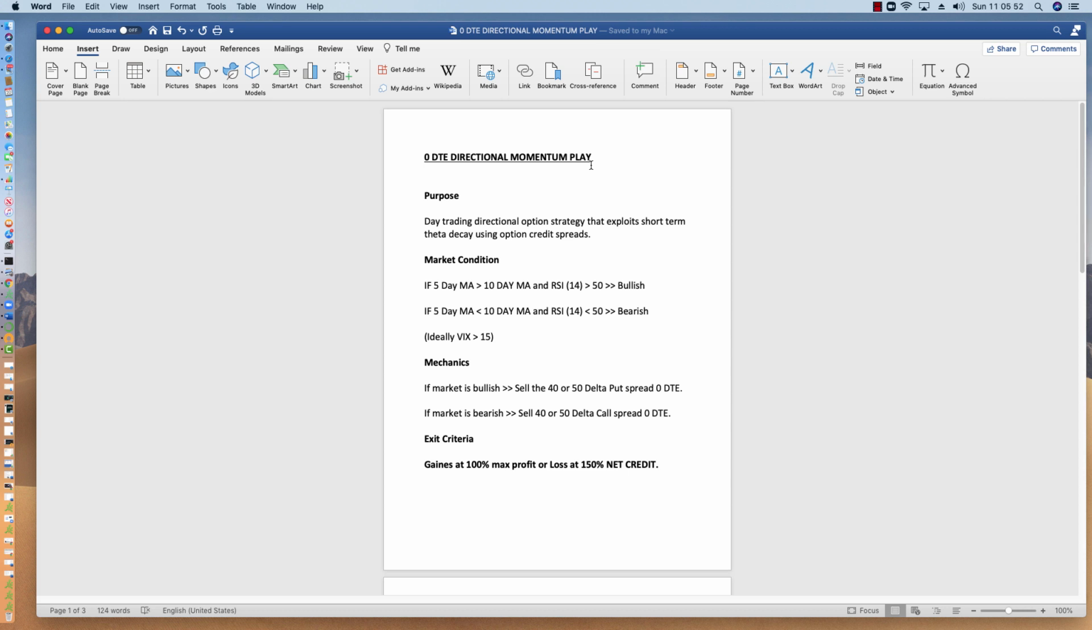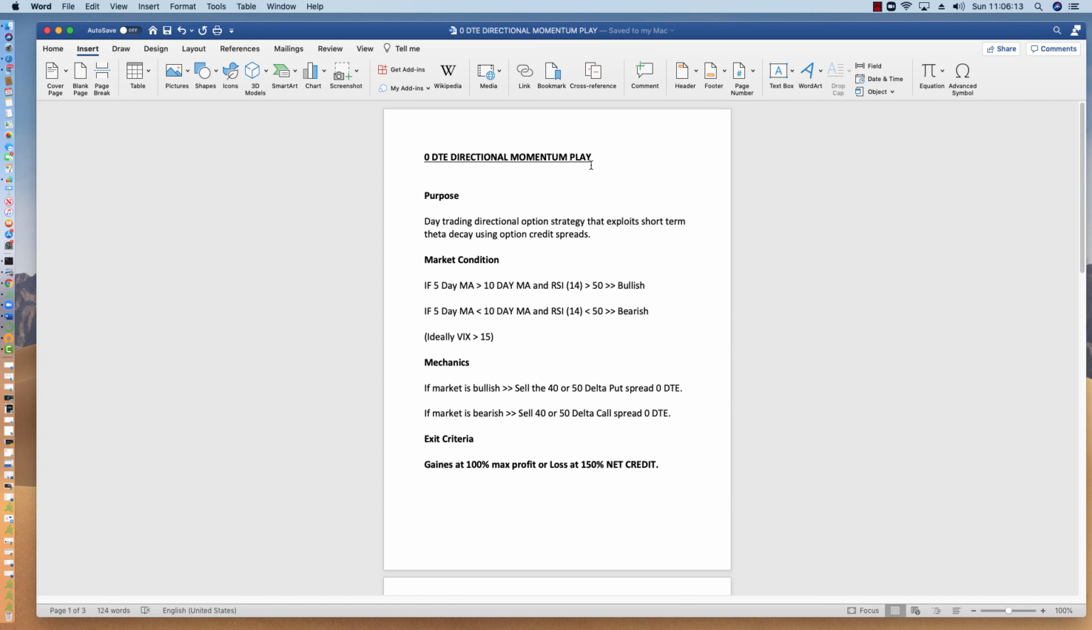So this is an option strategy. We're selling credit spreads here, so we're taking advantage of theta decay on those option strategies. We're not buying options, we're selling options. That's why we're taking advantage of the theta here.